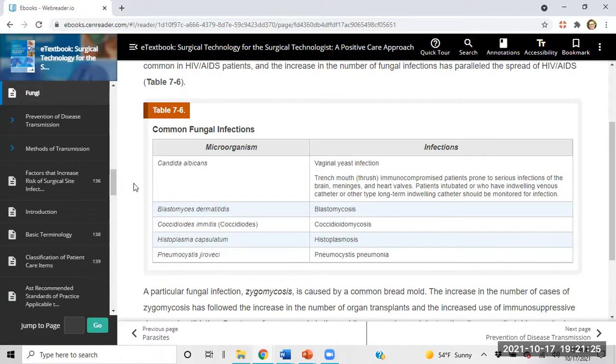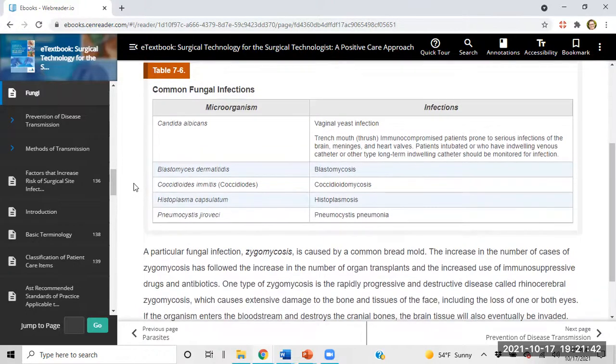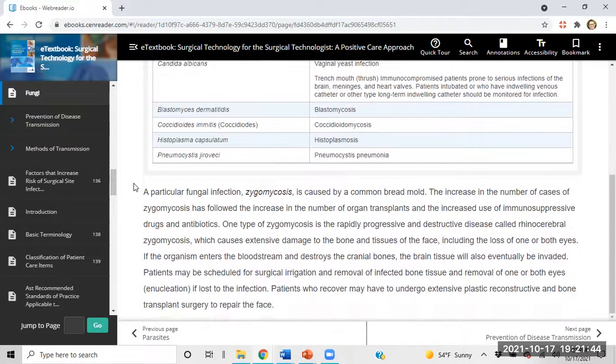We also have several other microorganisms that can cause things like blastomycosis, coccidioidomycosis, histoplasmosis, or pneumocystis pneumonia. And so these are some of the most common that you may hear in your work.